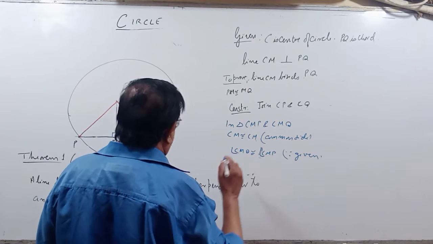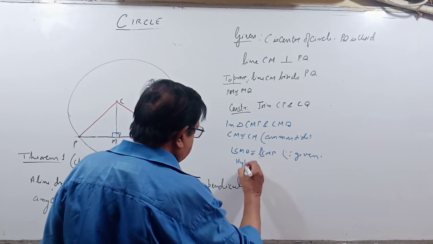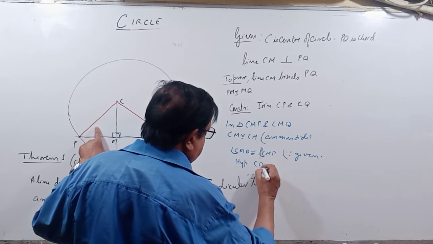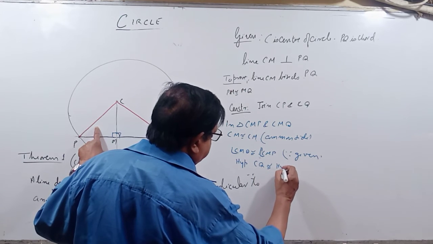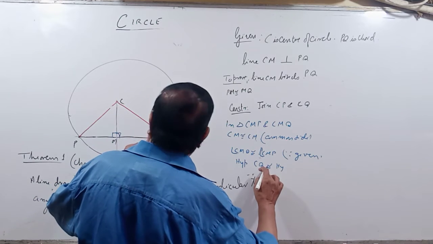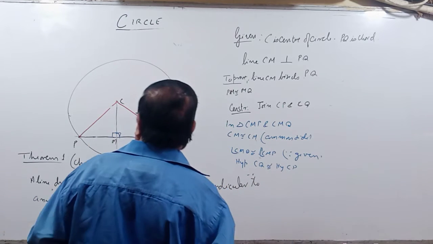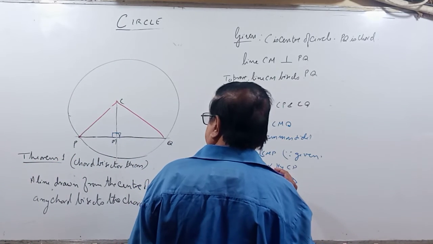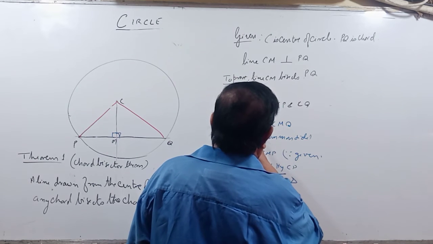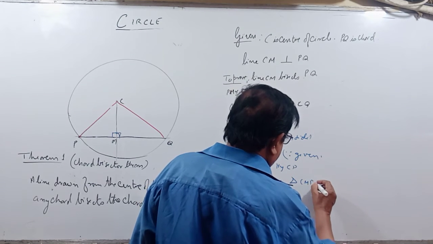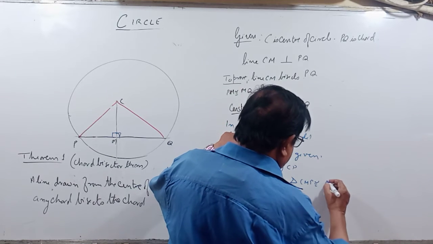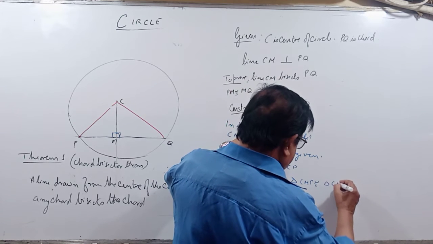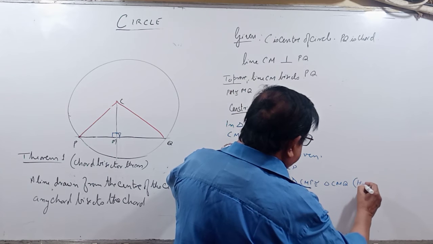And hypotenuse CQ congruent to CP, hypotenuse CQ congruent to CP. Therefore, triangle CMP congruent to triangle CMQ by hypotenuse side test.